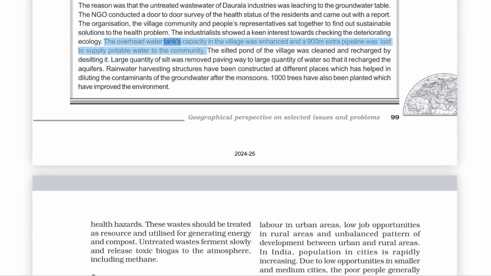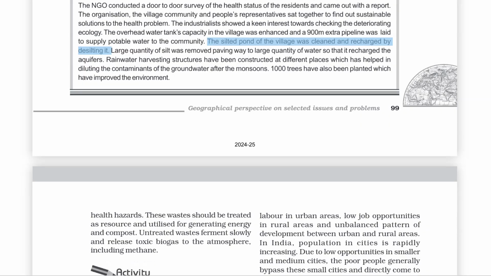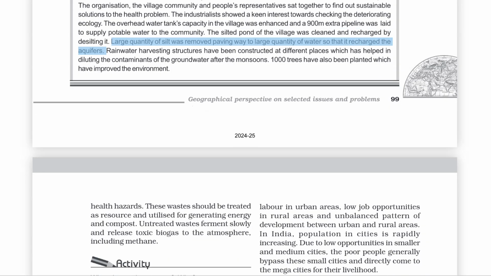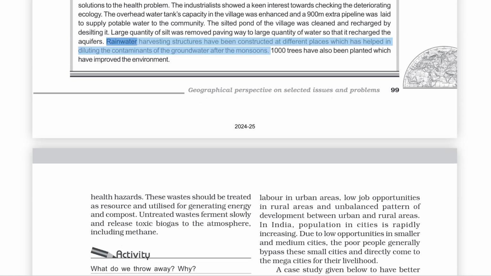The overhead water tank's capacity in the village was enhanced and a 900 m extra pipeline was laid to supply potable water to the community. The silted pond of the village was cleaned and recharged by desilting it. A large quantity of silt was removed, paving the way for a large quantity of water so that it recharged the aquifers. Rainwater harvesting structures have been constructed at different places, which has helped in diluting the contaminants of the groundwater after the monsoons.